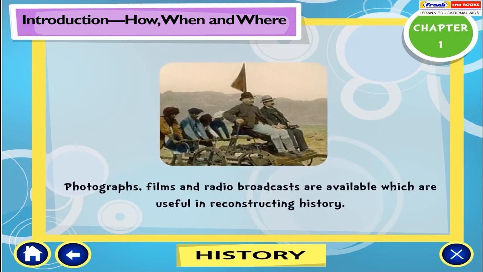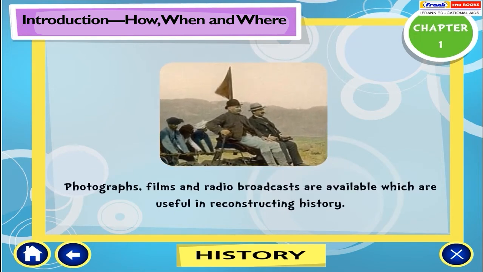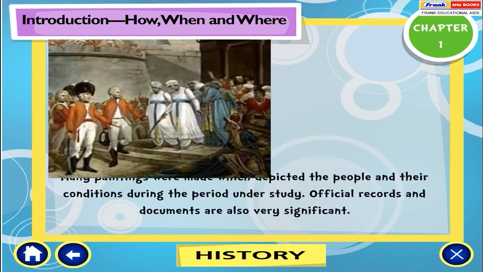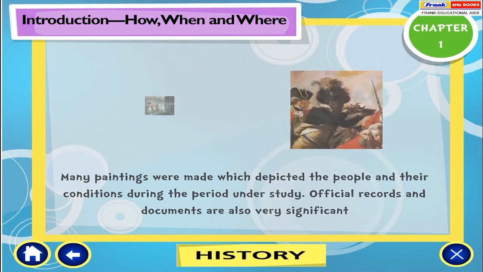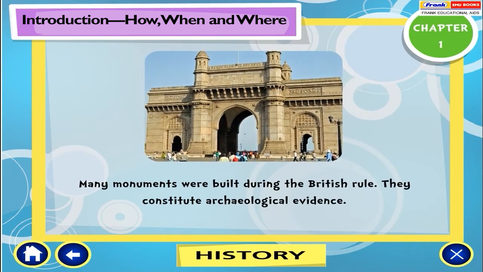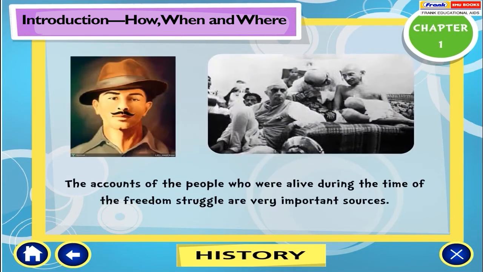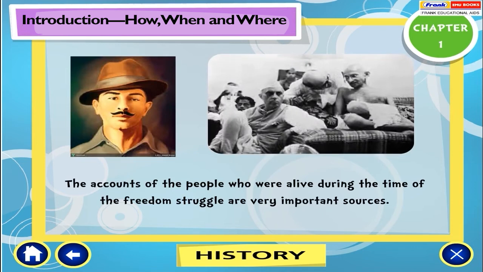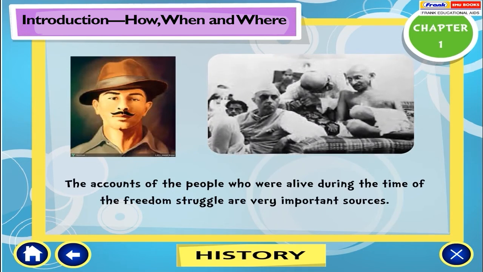Photographs, films, and radio broadcasts are available which are useful in reconstructing history. Many paintings were made which depicted the people and their conditions during the period under study. Official records and documents are also very significant. Many monuments were built during the British rule. They constitute archaeological evidence. The accounts of the people who were alive during the time of the freedom struggle are very important sources.